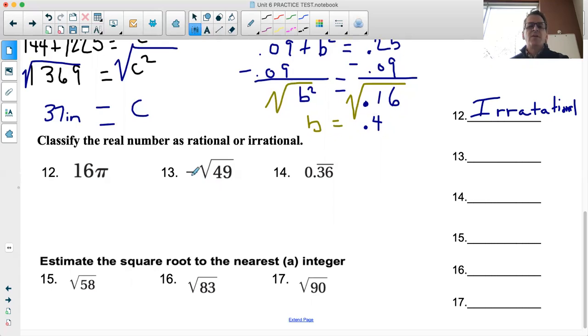Number 13, you have the negative of a square root of 49. Now this square root of 49 is a perfect square. So that ends up being a -7, and -7 is rational. It's an integer.